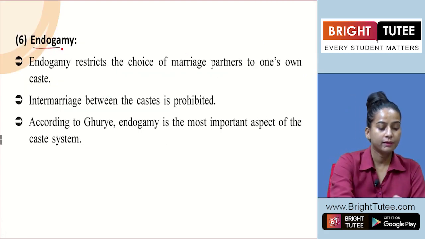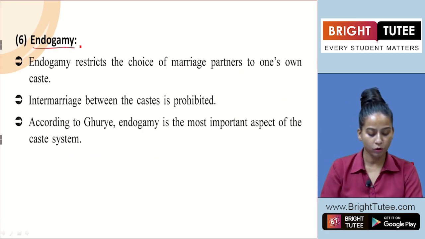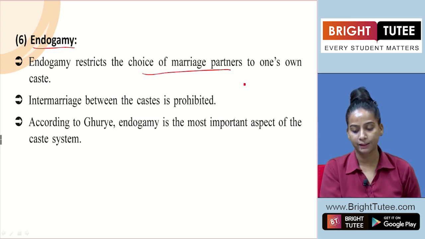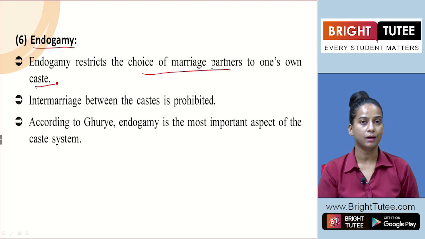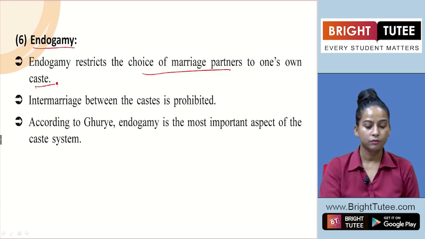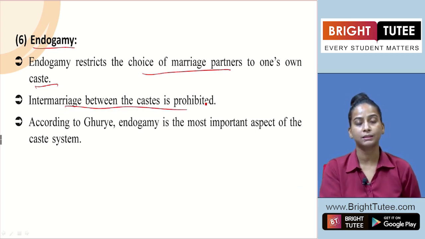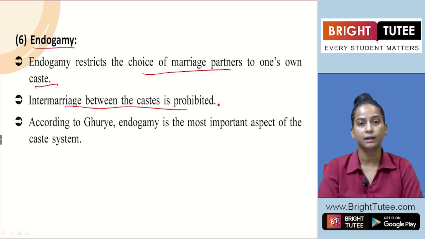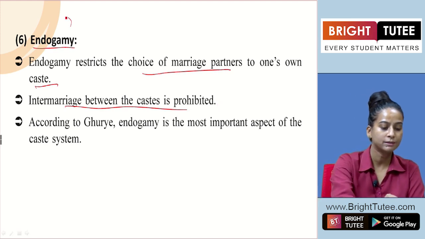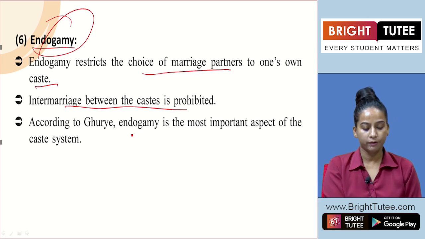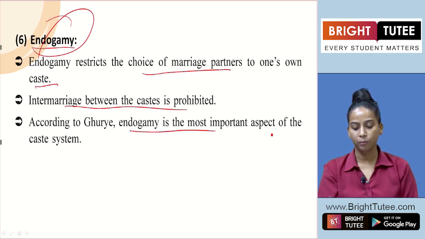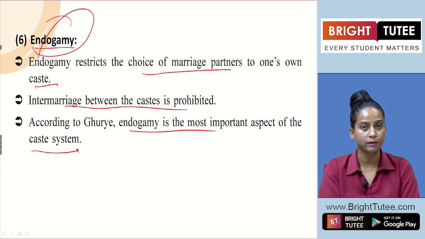In the next topic I have taken endogamy, which restricts the choice of marriage partners to one's own caste. Intermarriage between castes is totally prohibited, and even the castes are divided or subdivided based on that endogamy. According to Ghurye, endogamy is the most important aspect of the caste system, where people are not allowed to marry outside their own caste group.